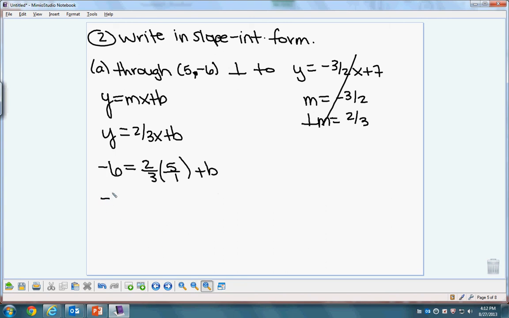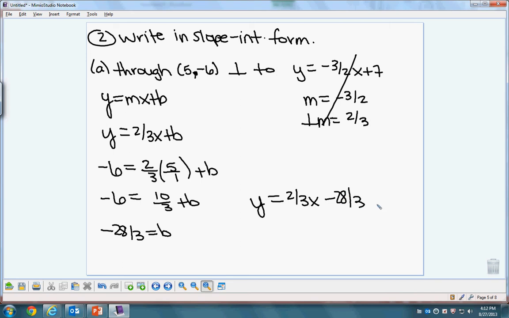So I'm not going to use a calculator. I get -6 equals 10/3 plus b. Subtract 10/3 from both sides and you get -28/3 equals b. So my final answer is y equals 2/3 x minus 28/3. If you have 9 1/3, that's the same thing. If you have 9.3 repeating, that's okay too, but really you need to try to stick with one of these, especially since we're not graphing. As long as it's reduced, you're fine.